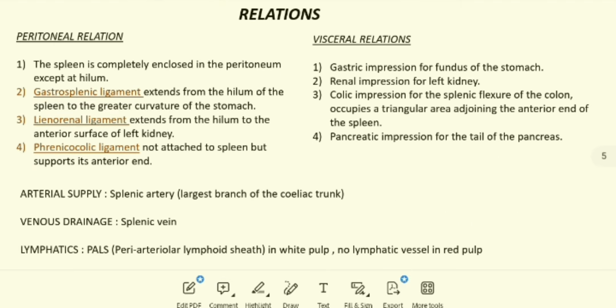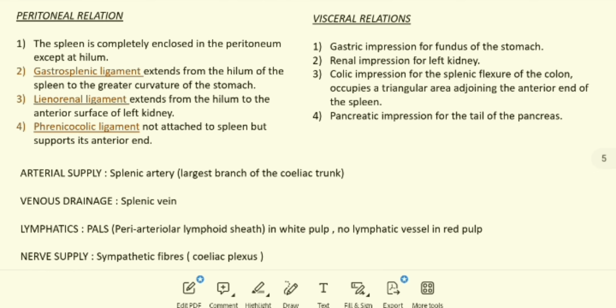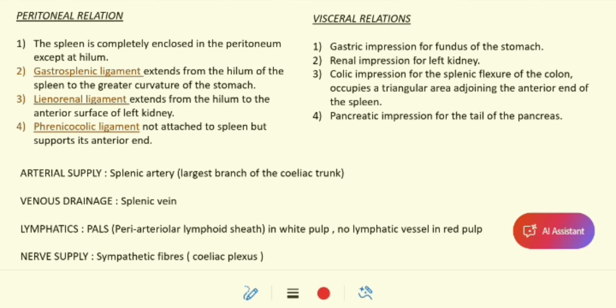Moving on, coming to the relations, we have peritoneal relations and the visceral relations. We will do the visceral relations first. Gastric impression for the fundus of the stomach. Renal impression for the left kidney. Colic impression for the splenic flexure of the colon occupies a triangular area adjoining the anterior end of the spleen. Pancreatic impression for the tail of pancreas.